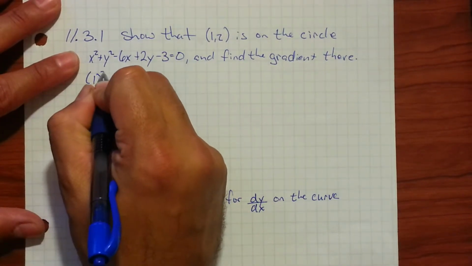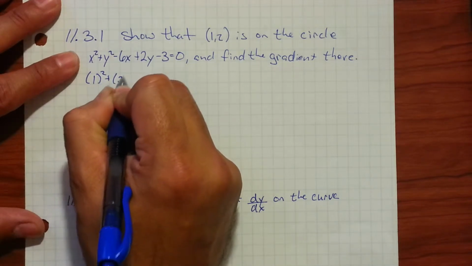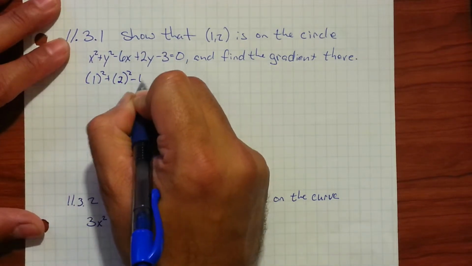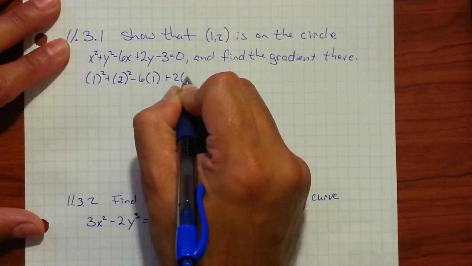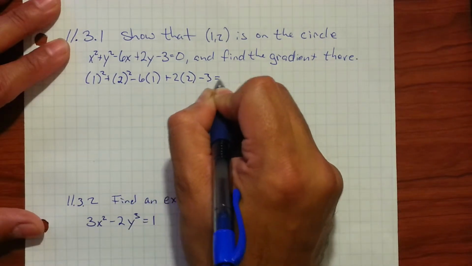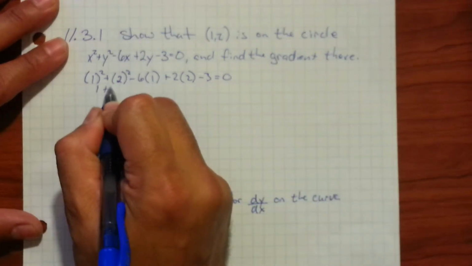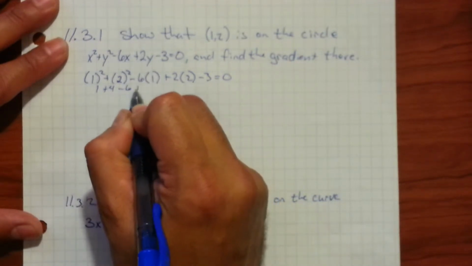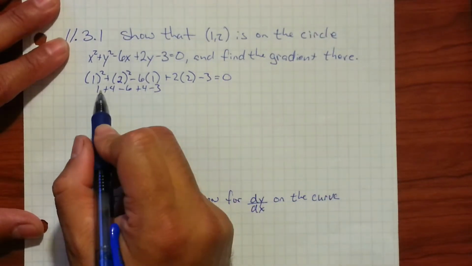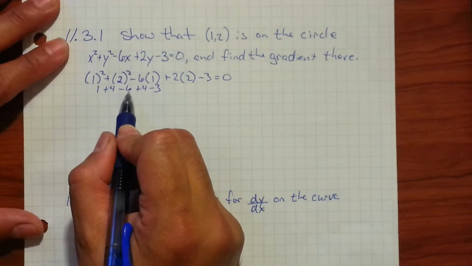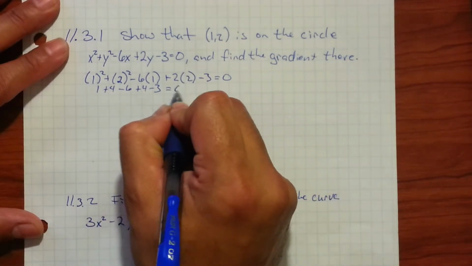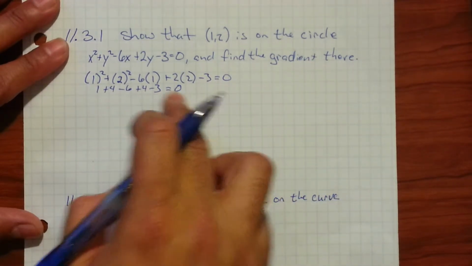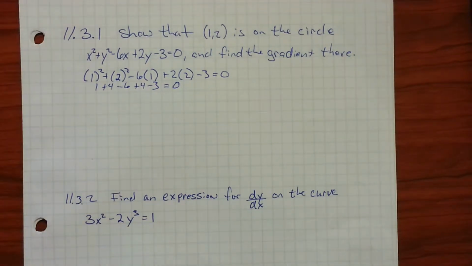So it's going to be 1 squared plus 2 squared minus 6 times 1 plus 2 times 2 minus 3 equals 0. It's going to give me 1 plus 4 minus 6 plus 4 minus 3. So right here it's going to be 5, that's negative 1. That's going to be a positive 3, that's negative 3. So all together that is equal to 0. So that is going to be true, which means that point is on my circle.